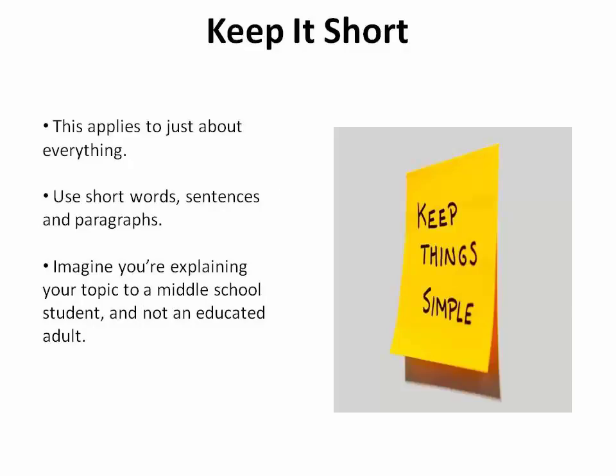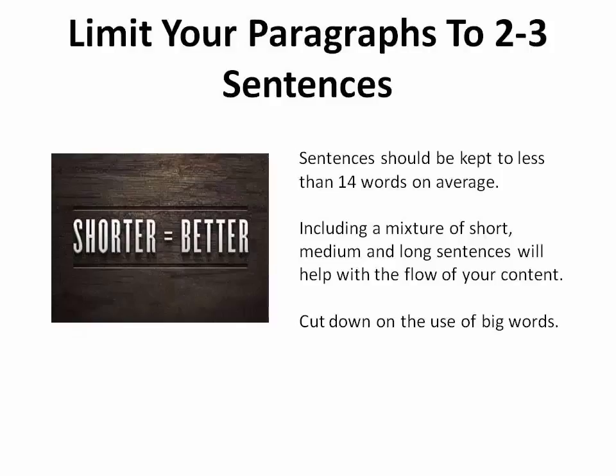Keep it short. This applies to just about everything. You should use short words, short sentences, and short paragraphs. Imagine that you're explaining your topic to a middle school student and not an educated adult. You should try to limit your paragraphs to 2 or 3 sentences. The sentences should be kept to less than 14 words on average, though some may be shorter or longer. In fact, including a mixture of short, medium, and long sentences can help with the flow of your content.